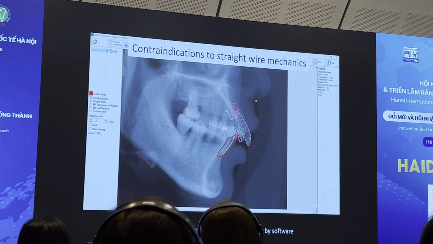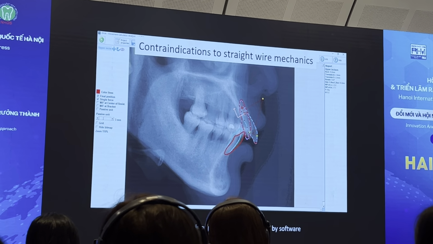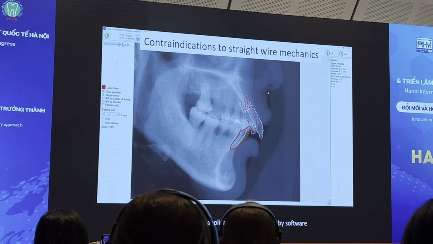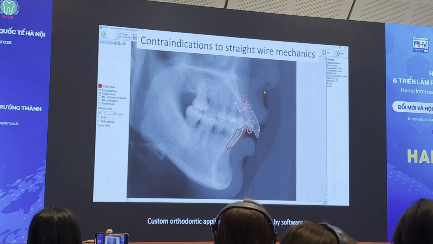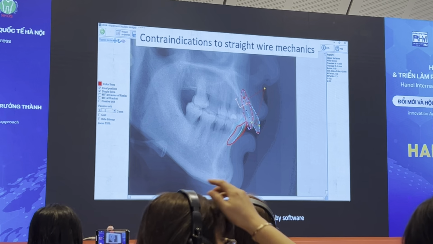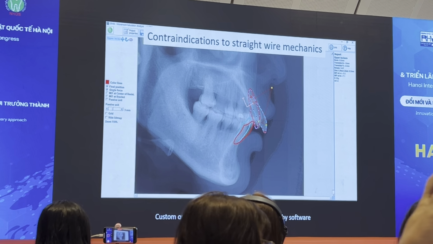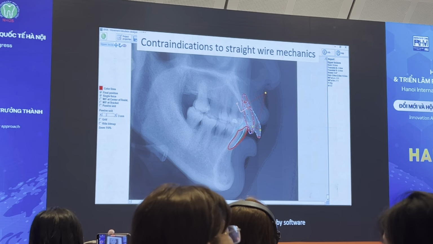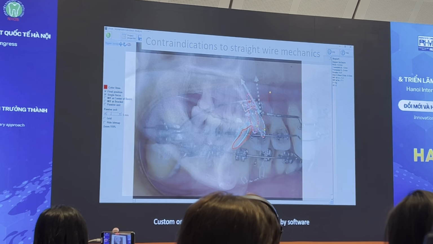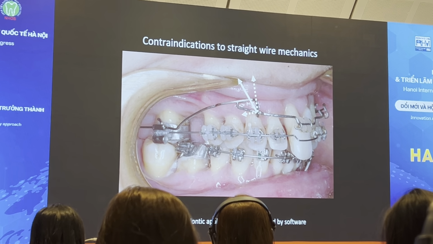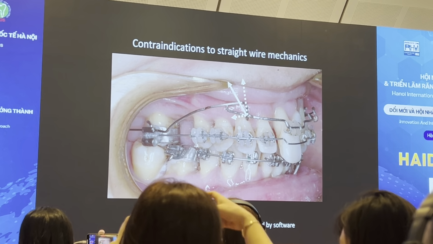Because of that, we need to design a custom appliance which can deliver the correct forces to the tooth at the correct position. For Natalie, engineering software was needed to calculate the correct line of action to retract and intrude 11. This was the custom appliance which was designed to deliver the forces calculated by the software.